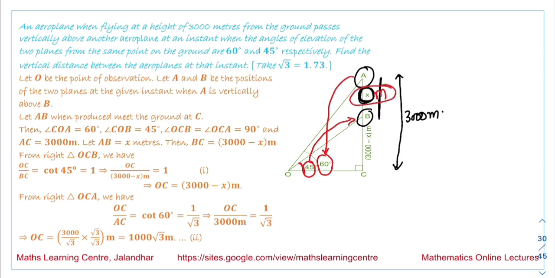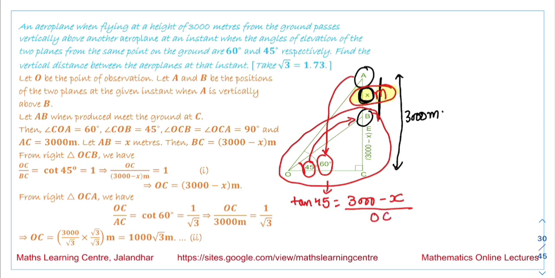It means we have to calculate the value of this x. We have to calculate this distance AB. So if we consider this triangle OCB, we say tan 45 is equal to (3000 minus x) over OC, and this is equal to 1. So we get 3000 minus x is equal to OC.